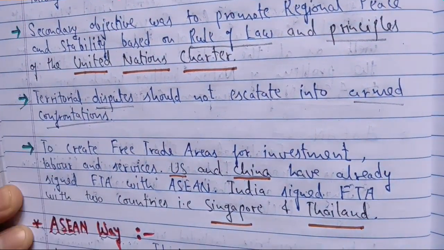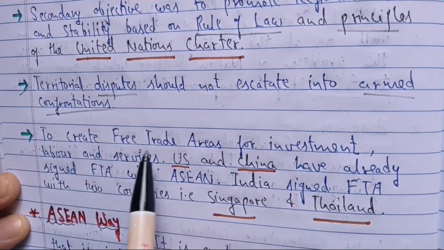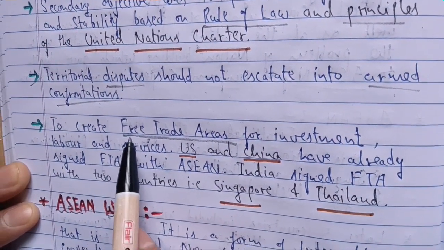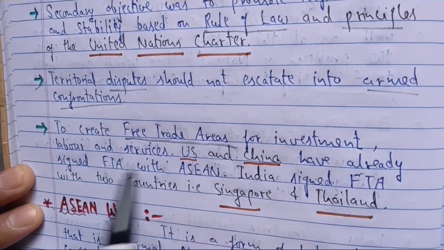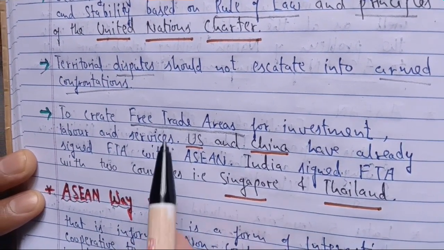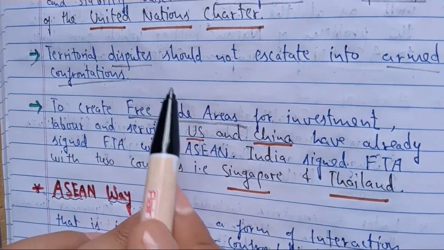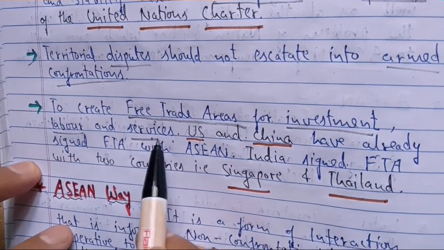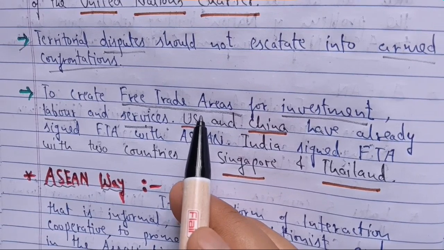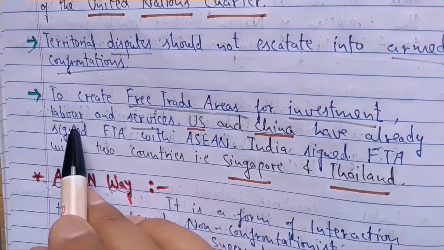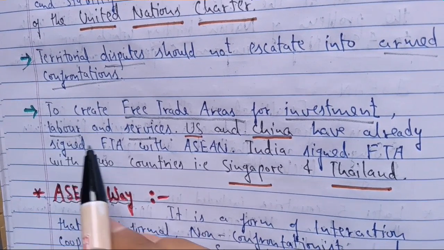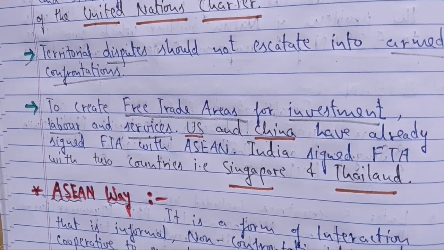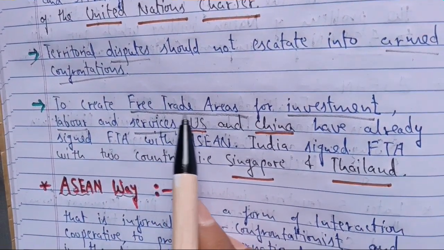And the last point of these objectives, or important objective, is to create free trade areas. This association decided that they will put forward a free trade area. A free trade area means anyone would be allowed to start a trade, industry or business in their territories for investment, labor and service. When a trade or business or industry comes up, there will be a lot of investment, there will be a lot of employment for the people as they will get labor, and a lot of services will come up for the benefit of people. So to grow their economy, first of all they started a system of free trade area.